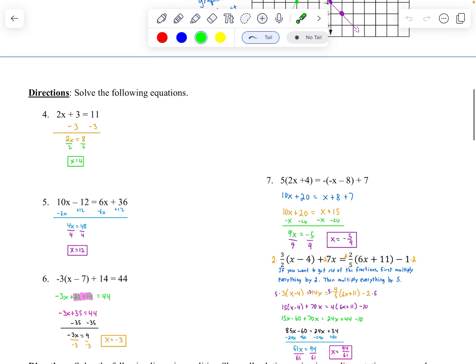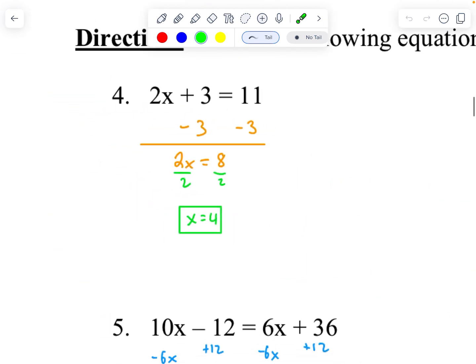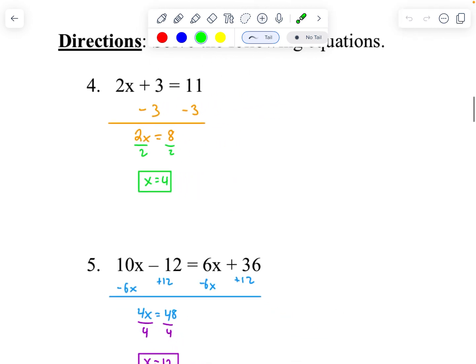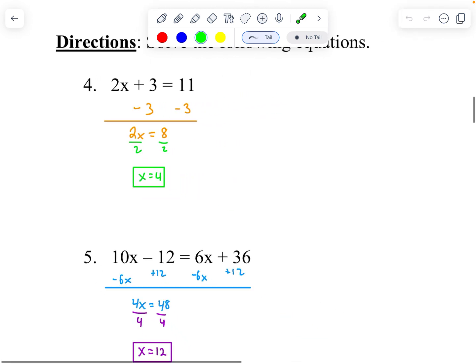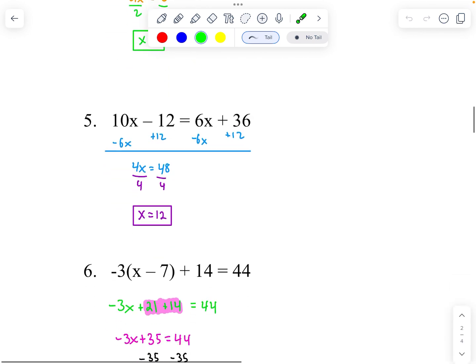All right, solving equations. I showed most of my work here. Just get x by itself, so subtract 3, divide by 2 on that first one. On number 5, there's a lot of things you could do first. I like to keep my x's positive, so I'm going to move this x over here by subtraction. At the same time, I added 12 over there, and then you can divide.